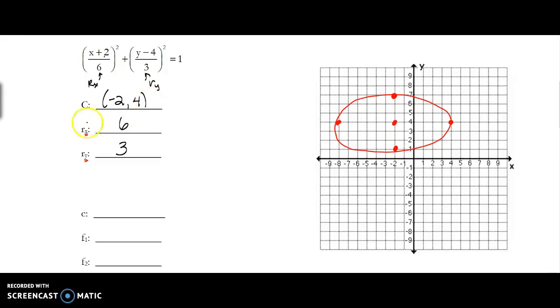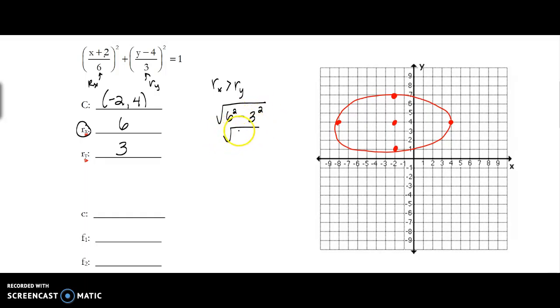Now we have to say which is bigger, Rx or Ry. In this case, Rx is bigger, so we would say Rx is greater than Ry. Okay, so that means that Rx comes first when we do our square root. So we would say Rx squared, which is 6, minus Ry squared.